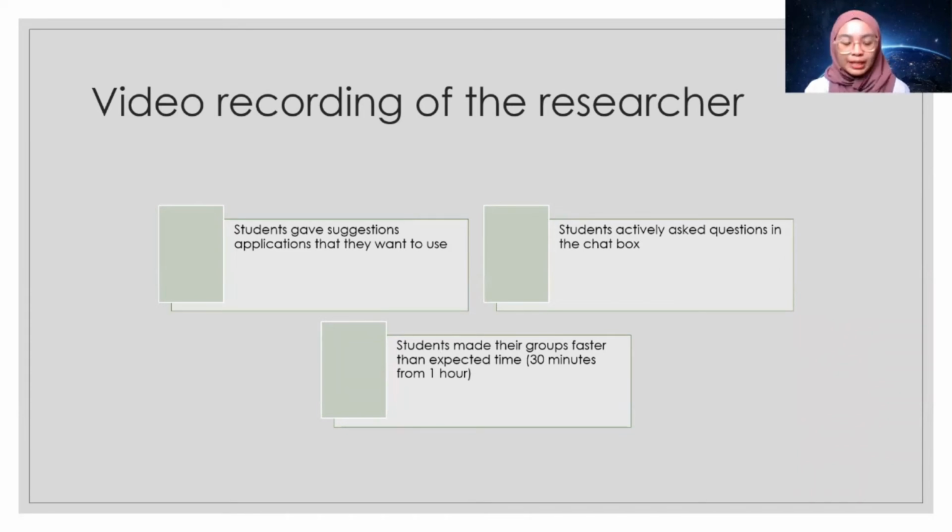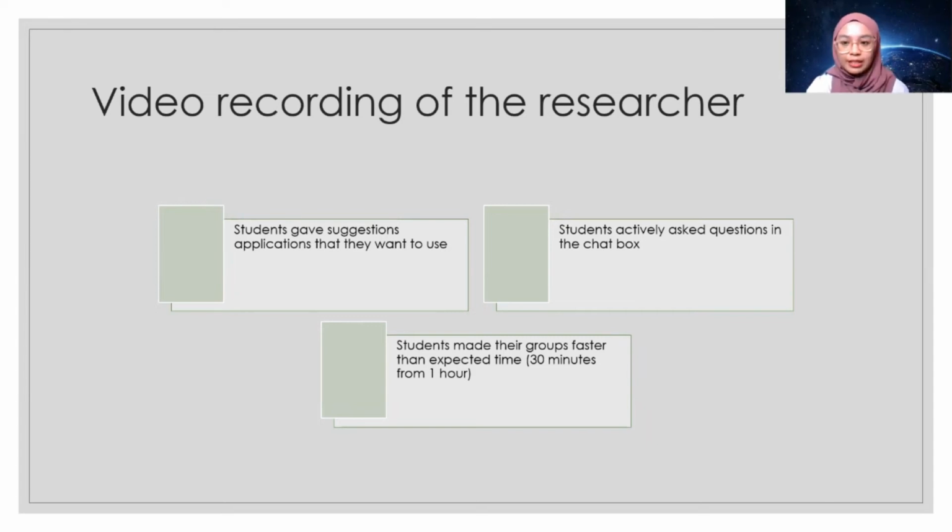From this video recording, the researcher could find that students gave suggestions of applications that they wanted to use. So during that time, the teacher wanted them to record their meeting for this online group activity. Therefore, the students suggested that the teacher allow them to record using Google Meet, and the teacher agreed with that suggestion.